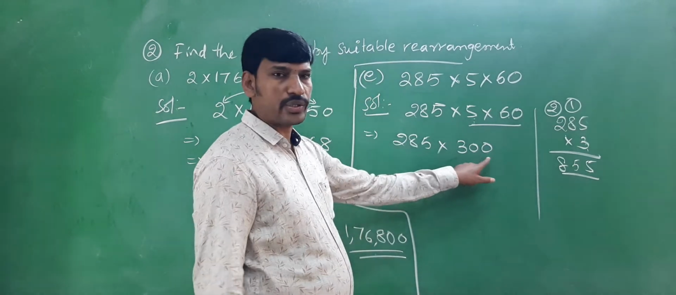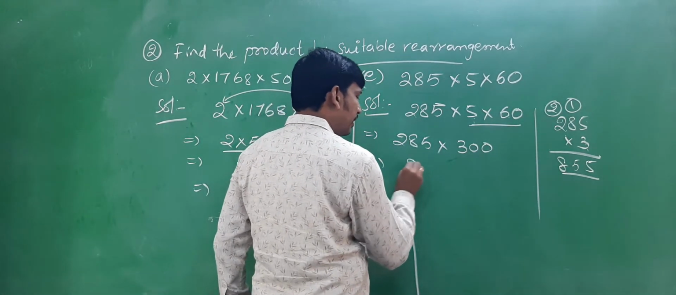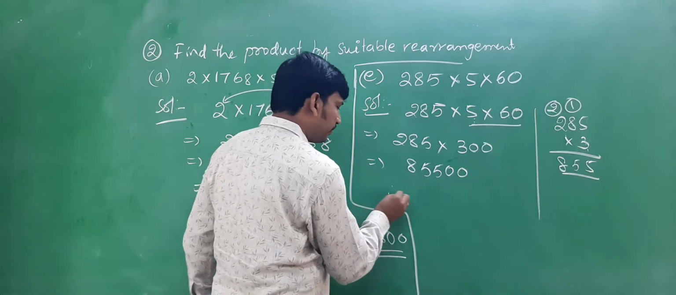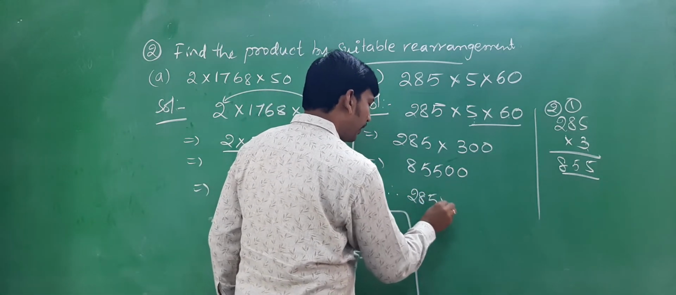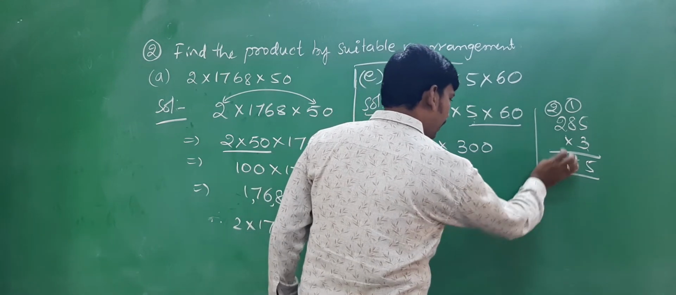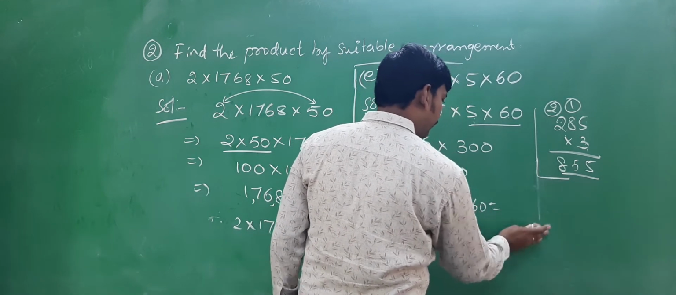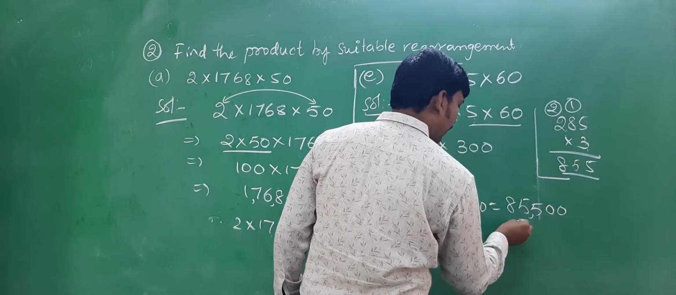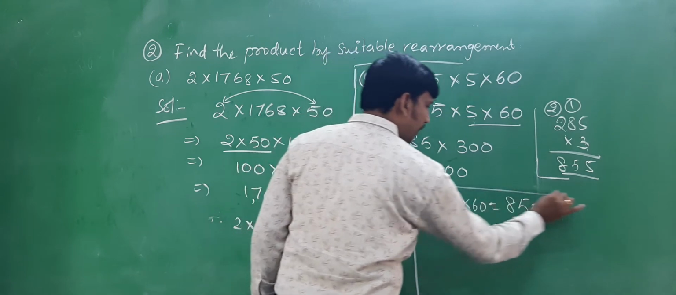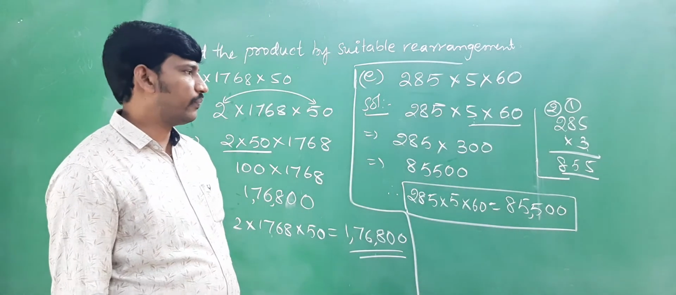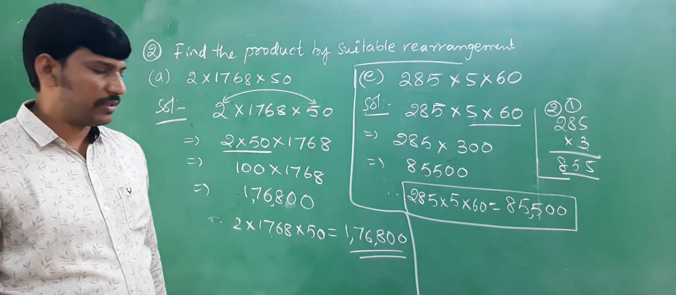855. 2 zeros are there, which implies 855 and 2 zeros. So therefore here, 285 into 5 into 60 is equal to 85,500. That is 85,500. This is the easy method. We will get the solution very quickly. Right, children? Copy this.